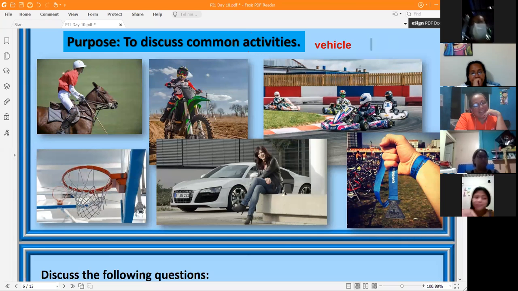Let's look at the next picture. What's this lady doing? She drives a car, right? Do you think that she's waiting for someone? She drives an Audi, of course. She's waiting for a friend, right?